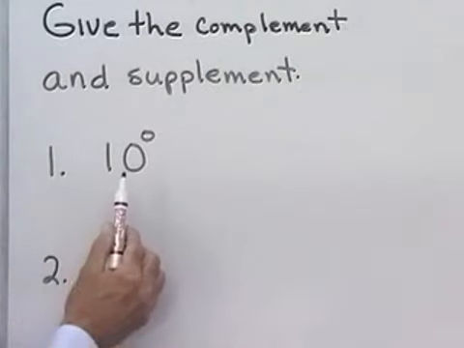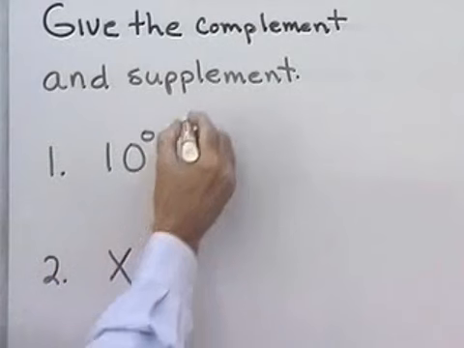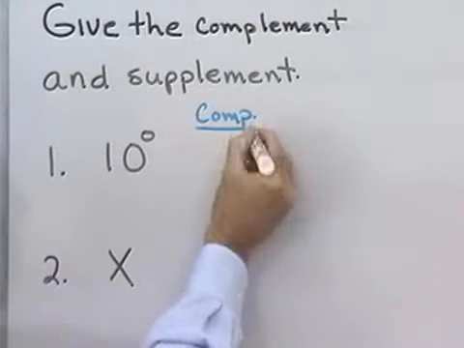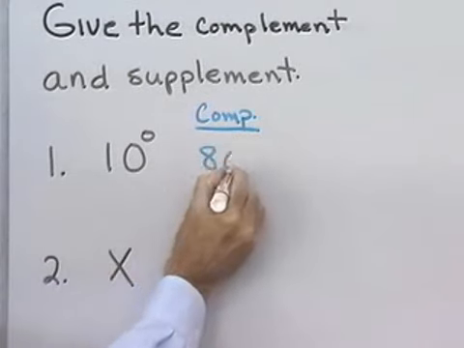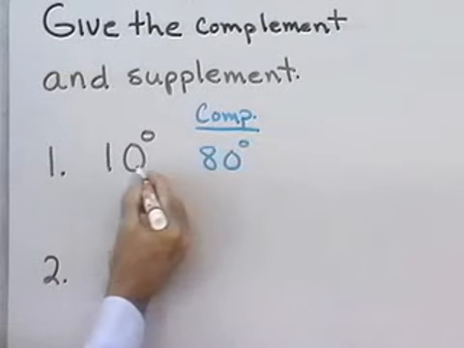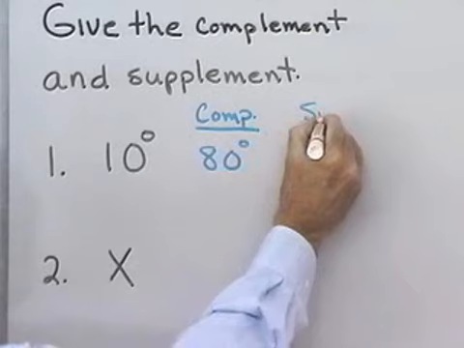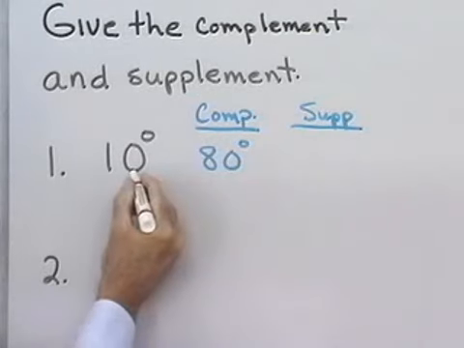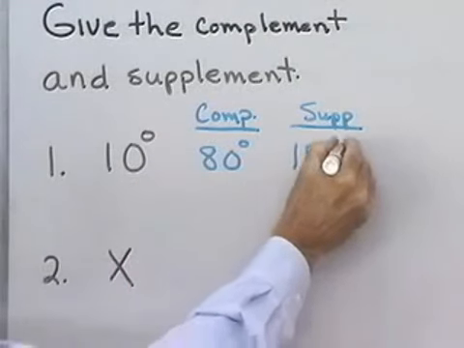Here it says give the complement and supplement, and problem number 1 says 10 degrees. So I'm going to say the complement of 10 degrees is the angle that I'd have to add to the 10 degrees to get 90 degrees. So its complement must be 80 degrees because 80 degrees plus 10 degrees is 90 degrees. To find the supplement, I'm looking for the angle that I add to the 10 degrees to get 180 degrees. That must be 170 degrees.